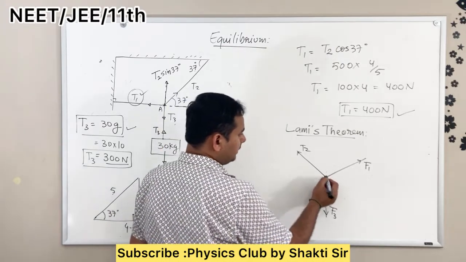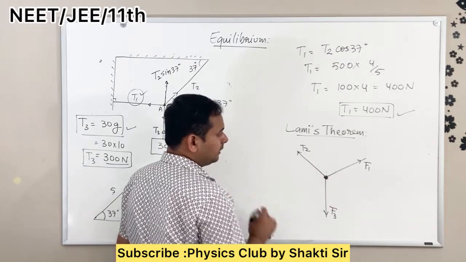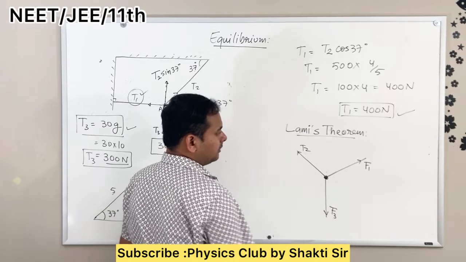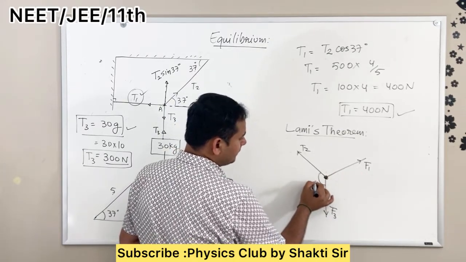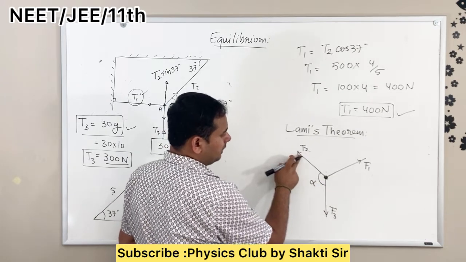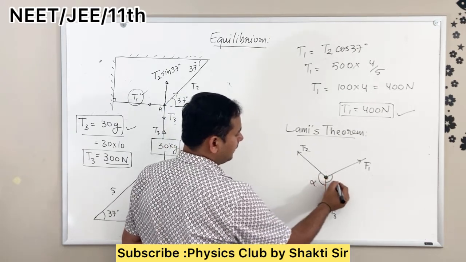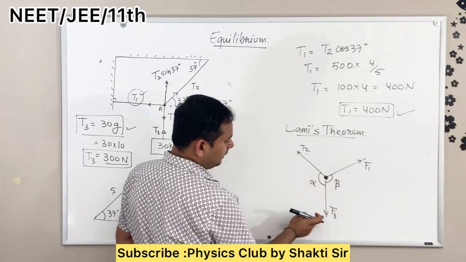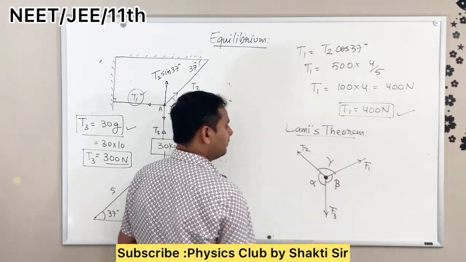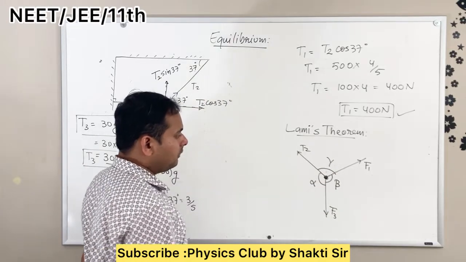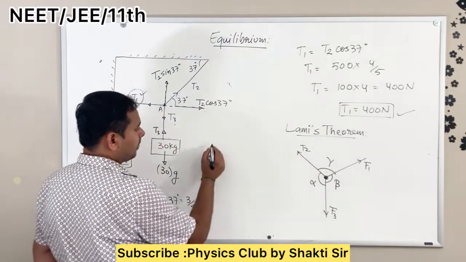Okay, this particle is in equilibrium and three forces are acting with some angles. So this is F1. Opposite to F1, we are taking this angle alpha. Opposite to F2, we are taking this angle beta, and exactly opposite to F3, we are taking this gamma.